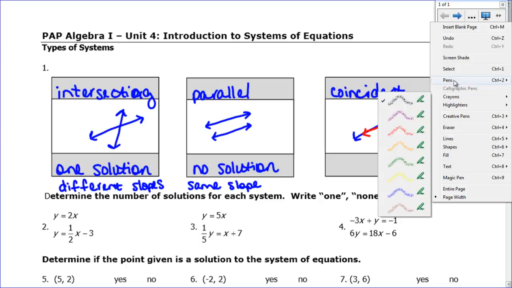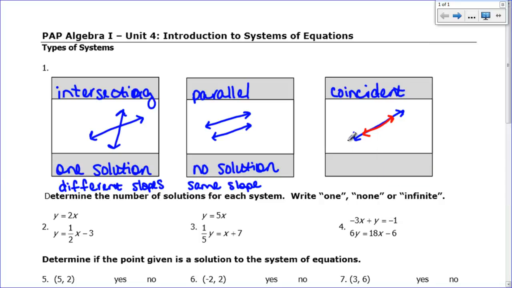When that happens, you have the same exact equation, because they're the exact same line. You've drawn one line right on top of another line, so they intersect everywhere, because they touch everywhere. And so what you end up with is infinite solutions, as you have an infinite number of numbers that will work and make this a solution.